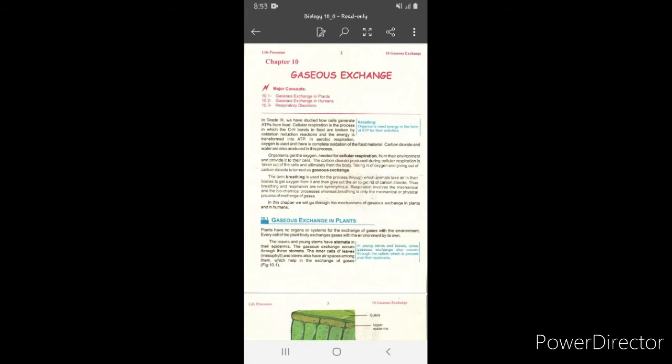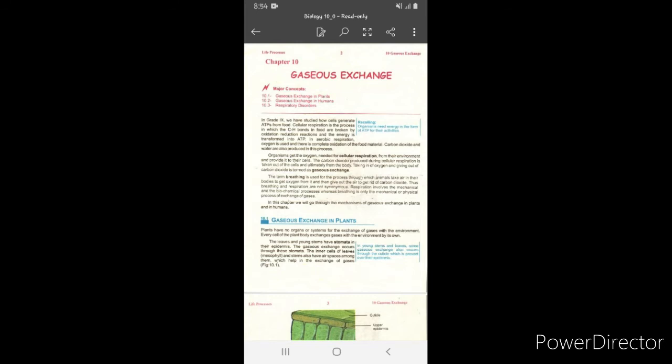If we talk about oxidation and reduction, oxidation is losing of electrons and reduction is the gaining of electrons. And ATP is adenosine triphosphate, which is necessary for the activities of living organisms. Cellular respiration is of 2 types, aerobic respiration and anaerobic respiration. In anaerobic respiration, there is no need of oxygen, while in aerobic respiration there is a need of oxygen from the environment for the complete oxidation of the food material, and carbon dioxide and water are produced in this process.